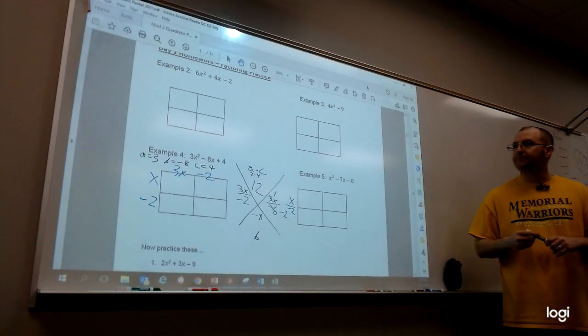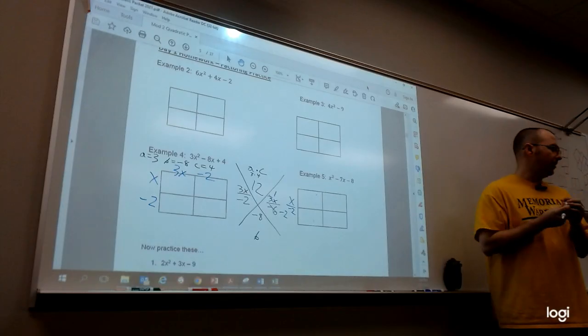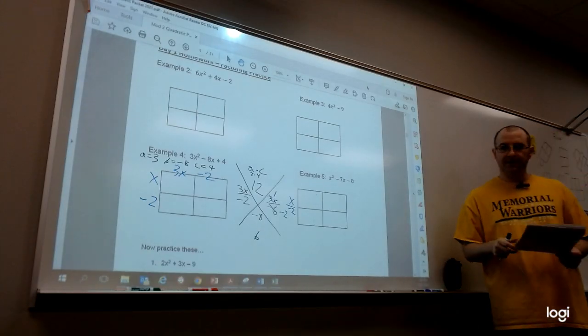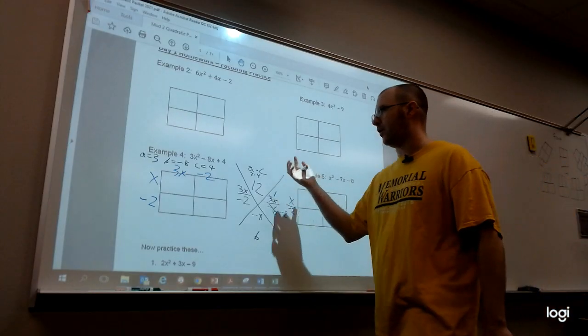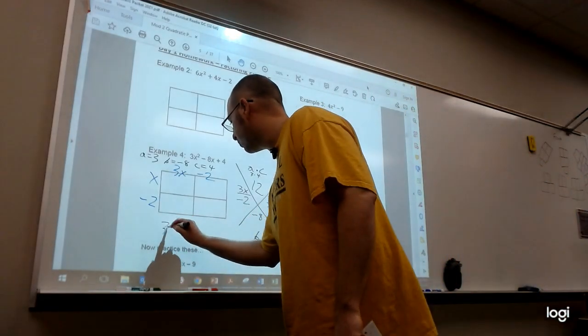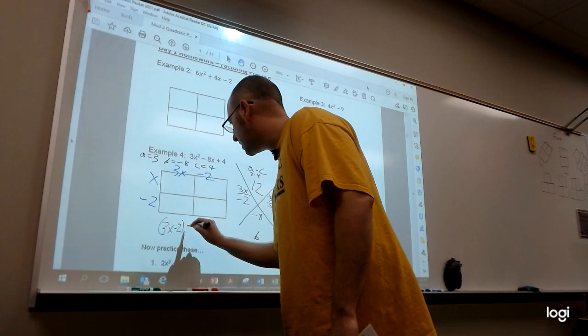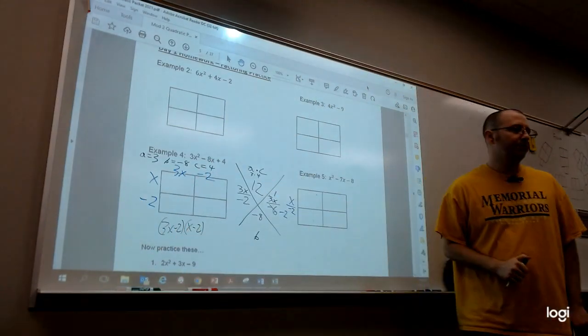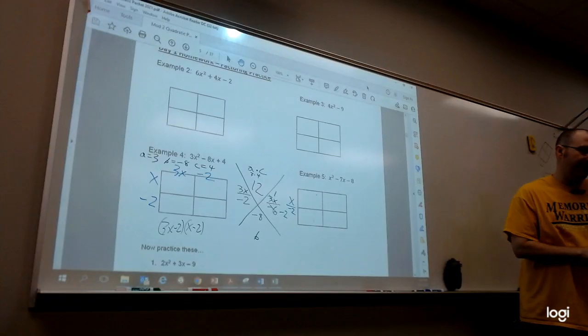How awesome is that? It's going to get really awesome in a second. Example 2. Our factors are 3x minus 2 times x minus 2. Those are our factors for that. You'll be doing these a lot faster as you just practice. It's just practice, all this stuff.